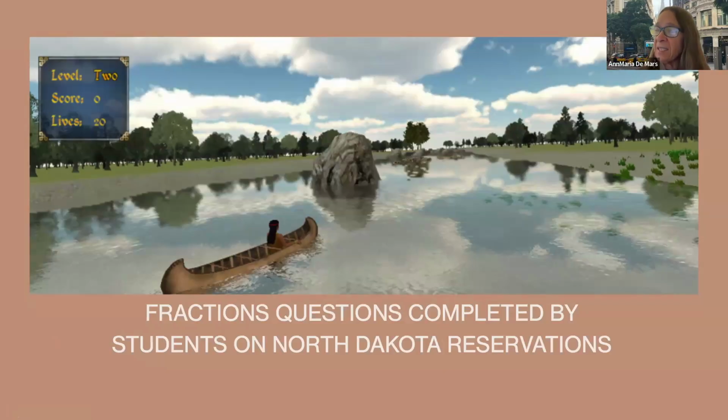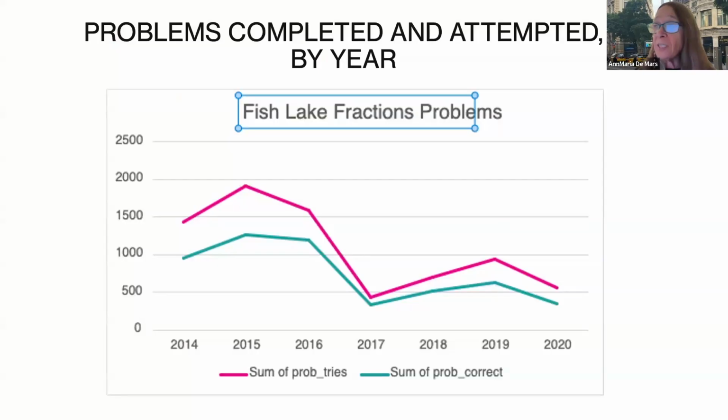So this data set is a set of fractions questions completed by students on North Dakota reservations over a period of years. I was interested to know how many problems were attempted each year by these students, and also how many problems were answered correctly. What does this graph tell you?